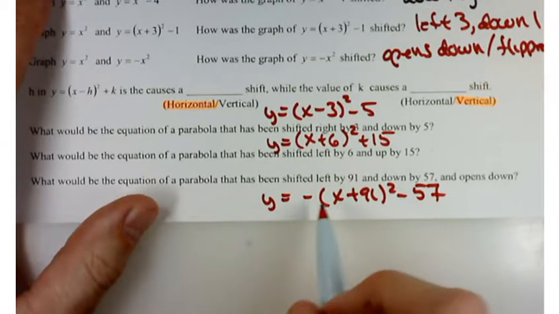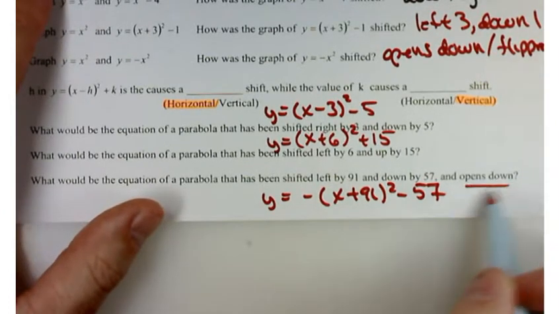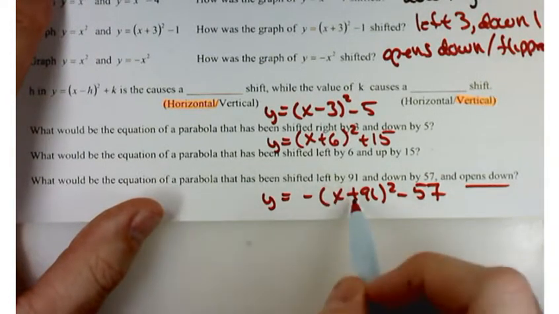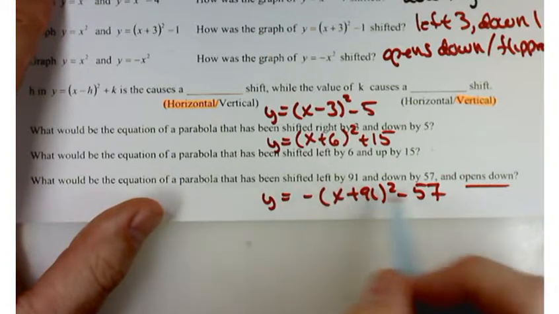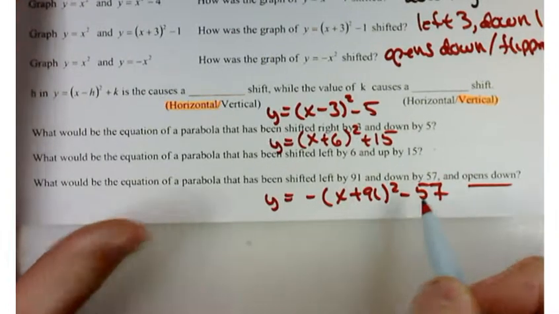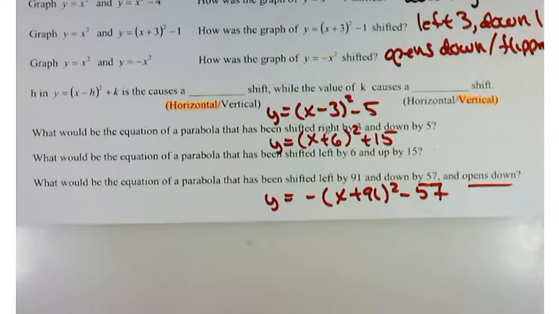So the negative is going to make it open down. Plus 91 shifts it to the left by 91, and minus 57 shifts it down. Good job. How do you know where to put the square?